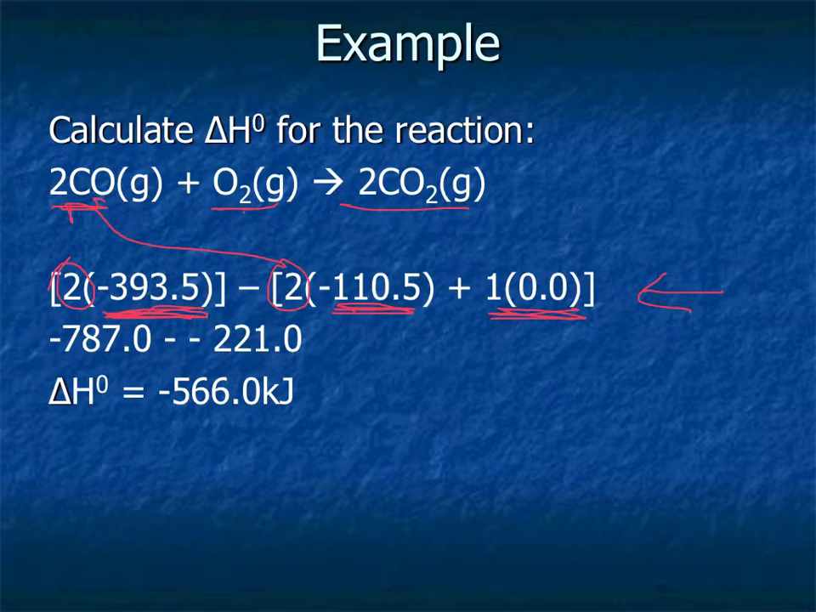So if you do the math here, you've got minus 787 minus, 2 times minus 110.5, which is minus 221, and I'm going to be subtracting it because there's my subtraction. And therefore, it's minus and minus, it's plus, and I should get this answer. So pretty simple, straightforward if you do it that way, and it should not be much more difficult than that.